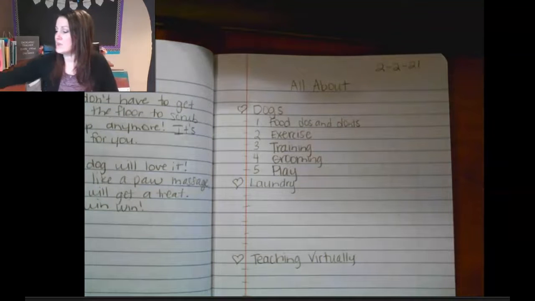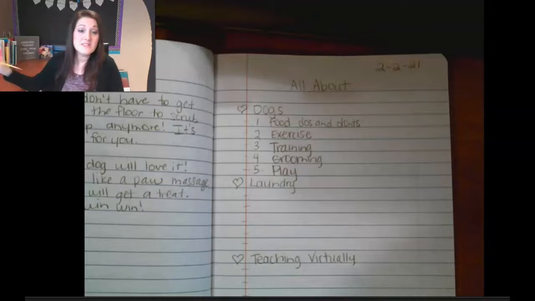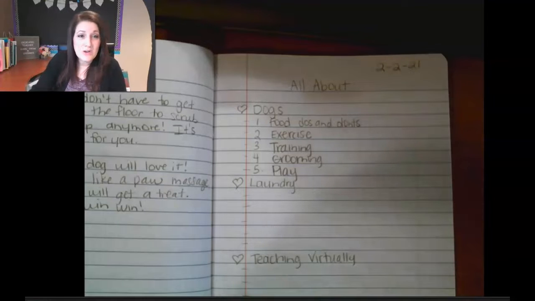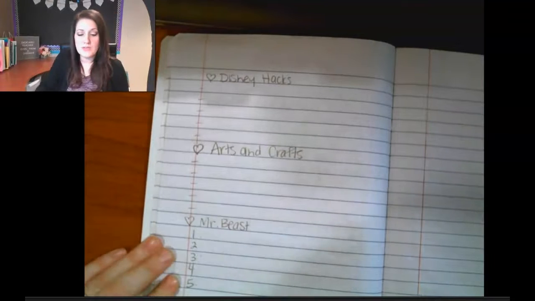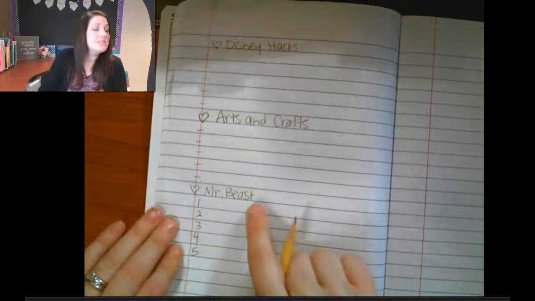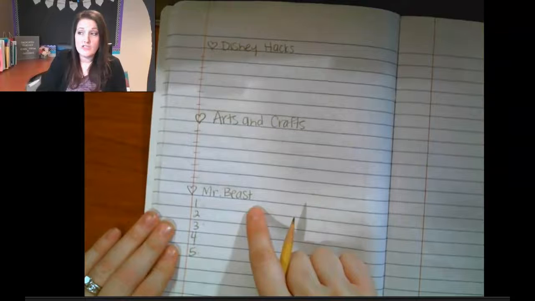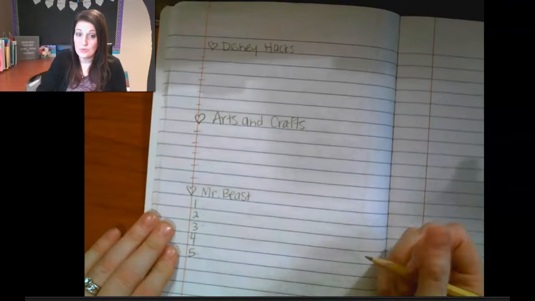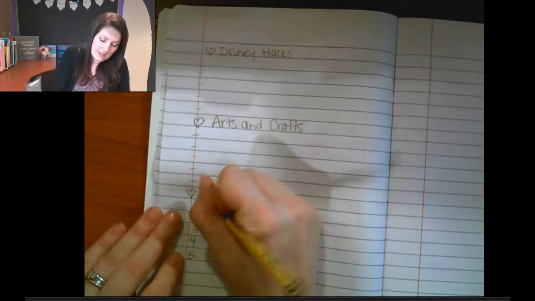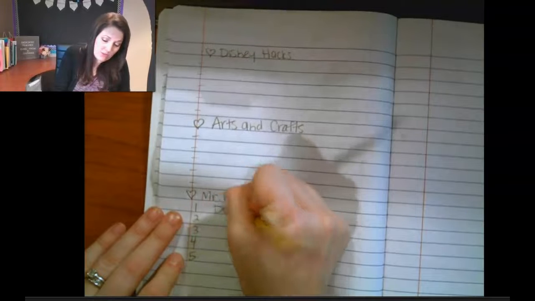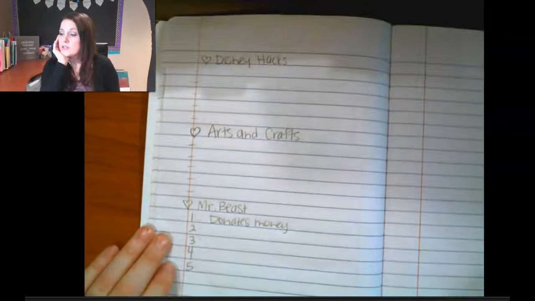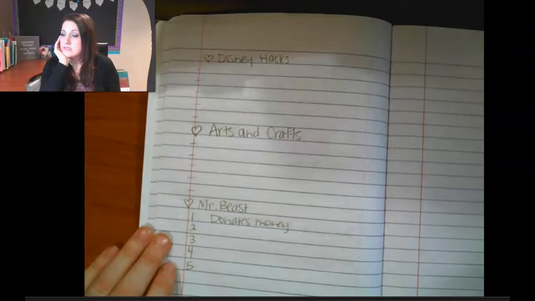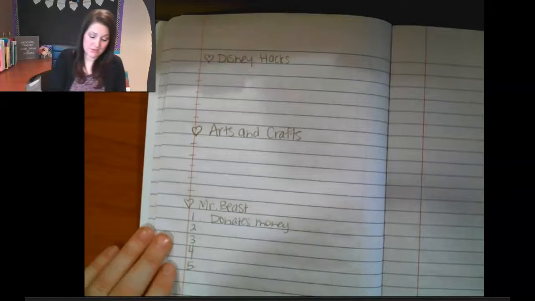Let me give you an example of something I don't know a lot about so you can see how hard it would be to come up with topics. I told you last time that my daughter's really big into Mr. Beast. If I chose Mr. Beast as one of my topics, I do know that she told me that he donates money. I don't know how I'm going to write a chapter about that because I don't really know exactly what he donates money to. What else do I know about him? The YouTube videos.